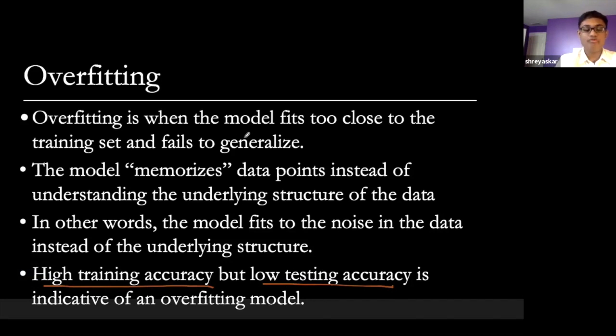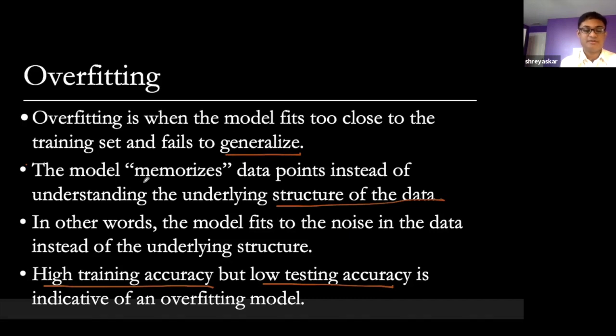In general, overfitting occurs when the model fits very close to the training set. So in our case, it fit 100% to the training set. Although to be an overfitting model, you don't have to have 100% training accuracy. It fits the training set very well, but fails to generalize to some testing set. So essentially what happens is that the model memorizes the data points instead of actually understanding the underlying structure of the data.